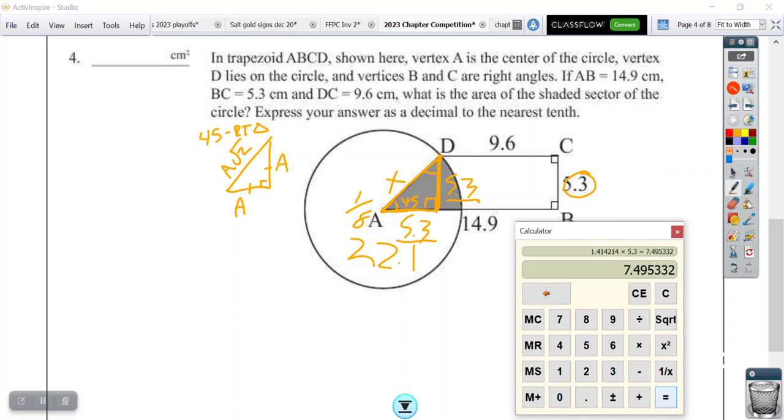Okay, so I remember it from yesterday being 7 point something. I thought that was it. So we know the radius is going to be 7.4, 7.5 if I round to the nearest tenth. And that's the same distance as, no. Like, 22.1 is the answer.